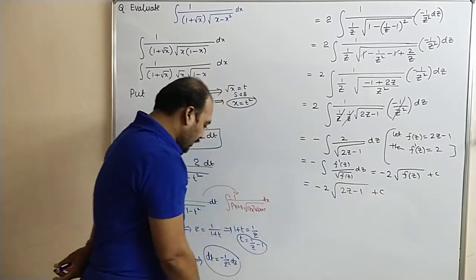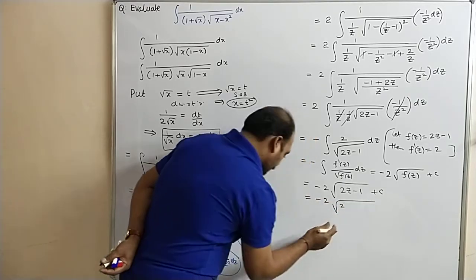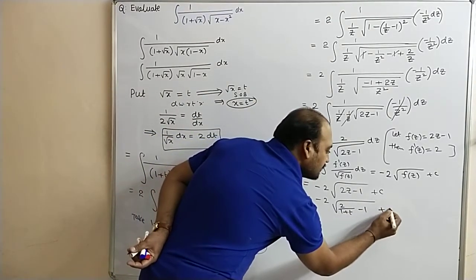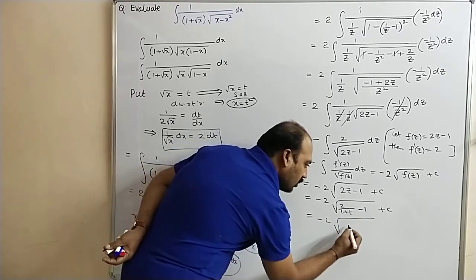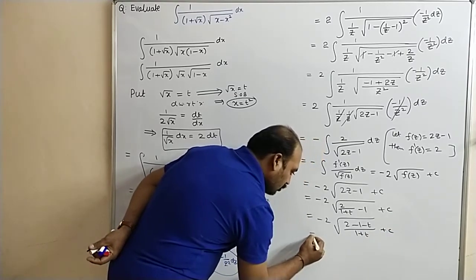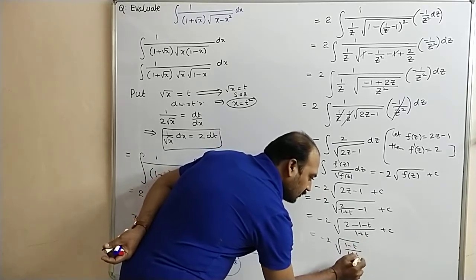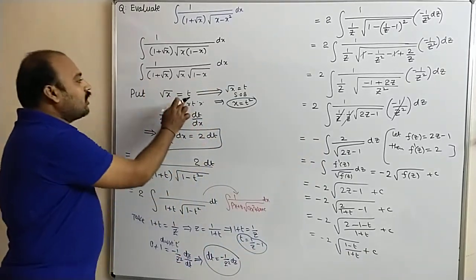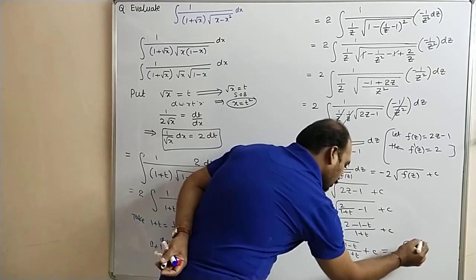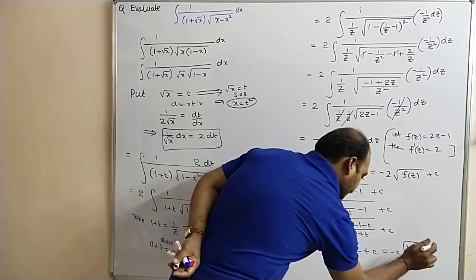What is z here? Z we assumed here 1 by 1 plus t. So minus 2 into root of 2 into, in place of z, 1 by 1 plus t, that means 2 by 1 plus t minus 1 plus c. After simplifying, minus 2 into square root of 2 minus 1 minus t divided by 1 plus t plus c. So minus 2 into square root of 1 minus t by 1 plus t plus c. But again t, what we assumed here, root x, no? That also you have to write it, which is equal to minus 2 into square root of 1 minus root x divided by 1 plus root x plus c.